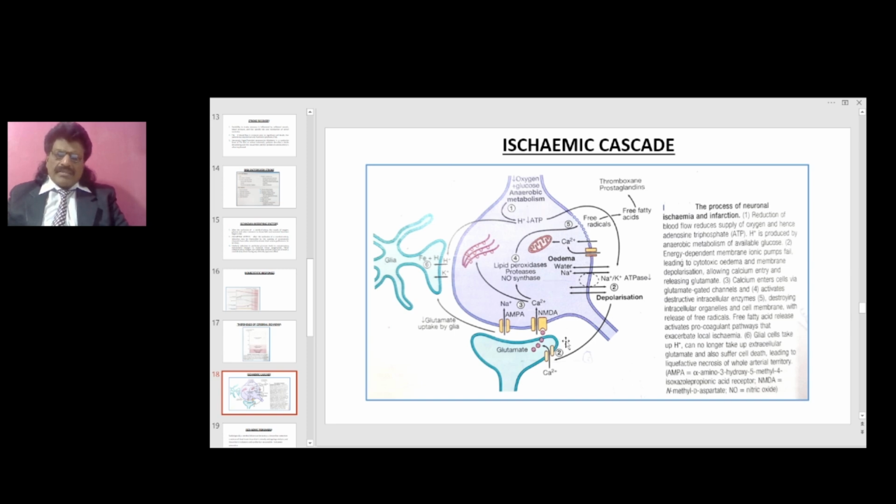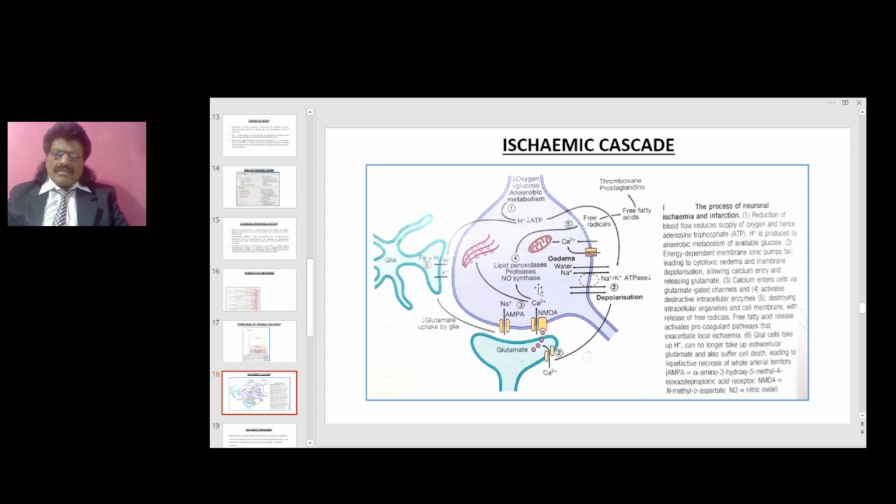The second point: energy dependent membrane ionic pumps fail, leading to cytotoxic edema and membrane depolarization, allowing calcium to enter, releasing glutamate. The third point is the entry of calcium. Calcium enters cells via glutamate gated channels.